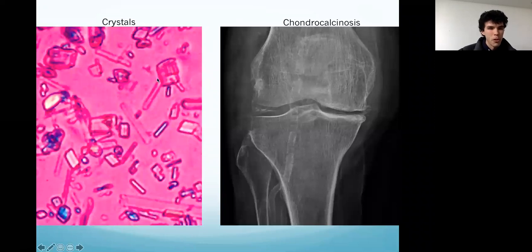So the crystals, rhomboid basically just means more squared. And the joint lines here, you can see in this nice space here where we would normally have quite a clear appearance, we can see this crap in here.